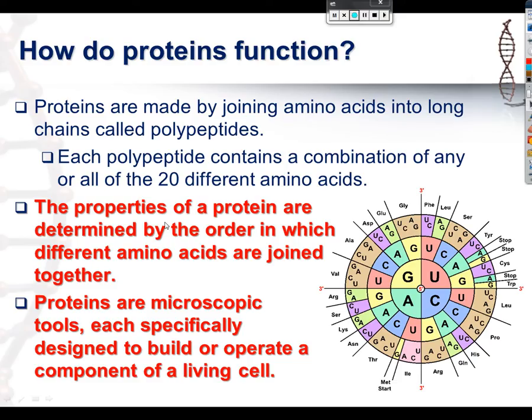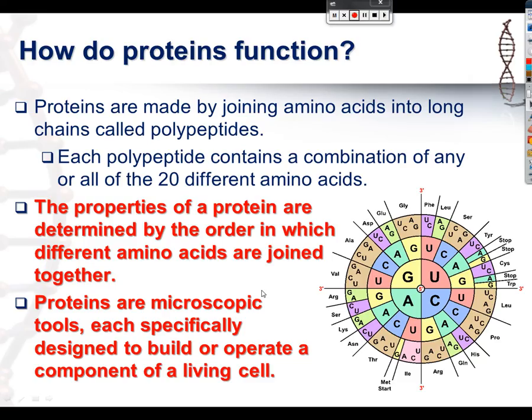Just keeping in mind that this wheel, which is universal, basically shows all the different codons that code for a particular amino acid. You don't have to memorize it in terms of the EOC, but you do need to understand how to read it. And so we read it from the inside out to give you the codons that would make a particular amino acid.